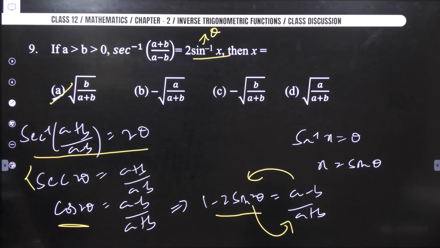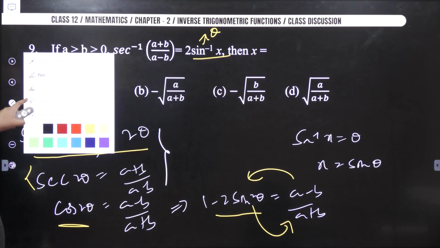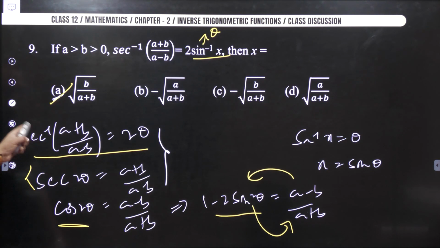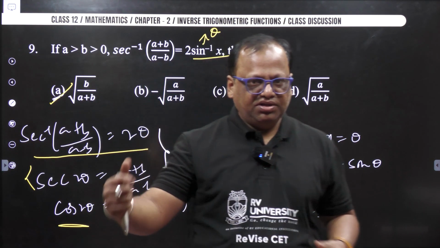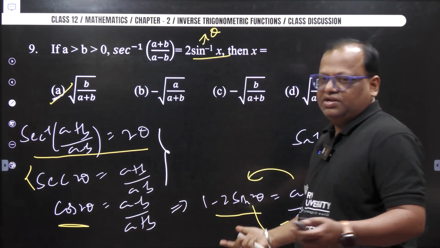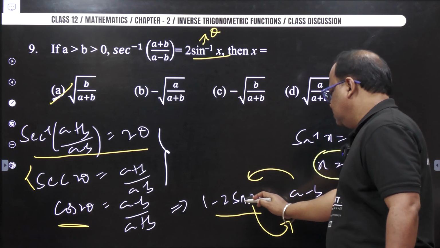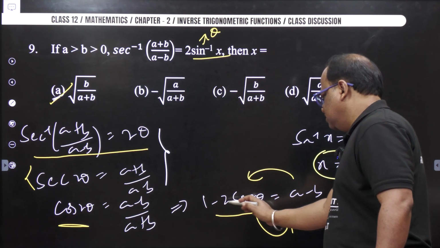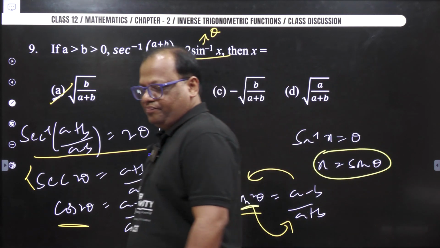Okay, understand this logic. This logic is important. Secant 2 theta is equal to this value, so cos 2 theta will be the reciprocal. Cos 2 theta is equal to 1 minus 2 sin square theta. So substitute, we get the answer. 2 theta, x equal to sin theta. Substitute this value as 1 minus 2 x square. So sin square theta will become x square.